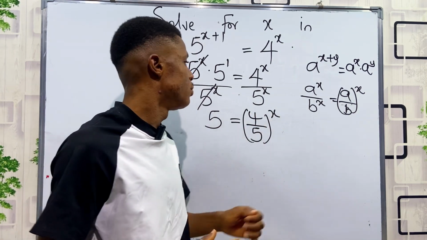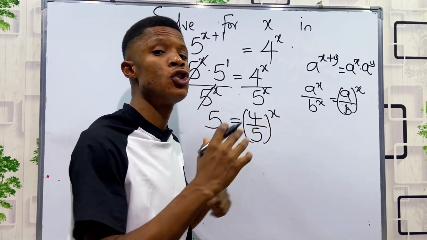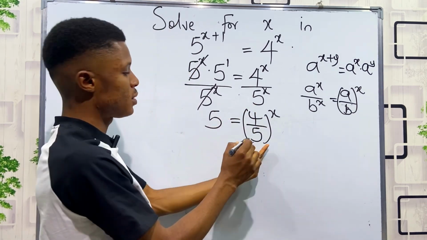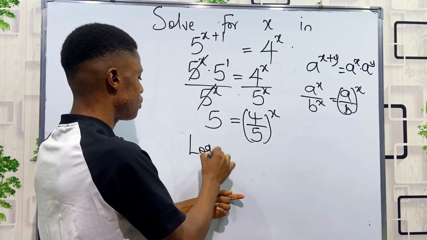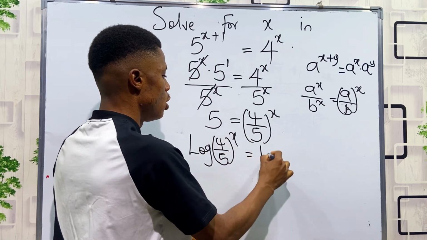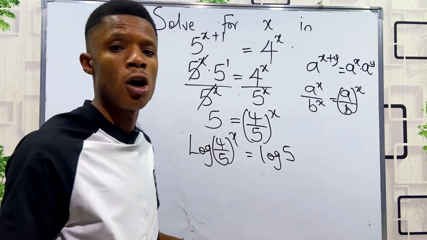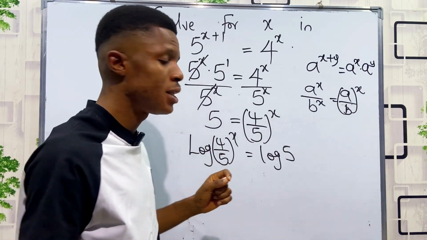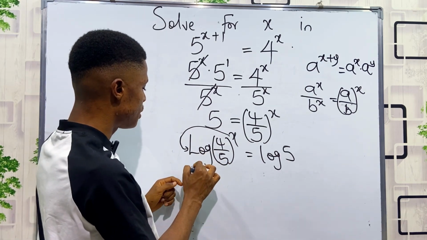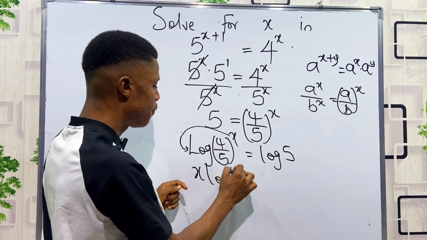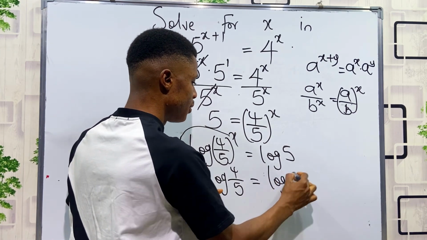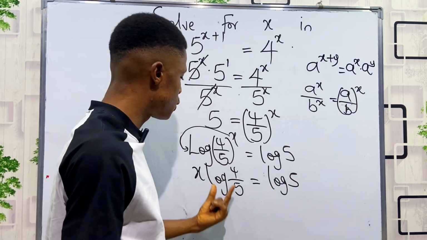Then the next thing we do, since we are actually looking for the value of x, is just to take the logarithm of both sides. So I can just rewrite the equation. I have log of 4 over 5 raised to the power of x is equal to log 5, taking the log of both sides. From the theories of logarithm, we are permitted to multiply the power x to the log. So we can now have it that x log 4 over 5 is now equal to what? Log 5.